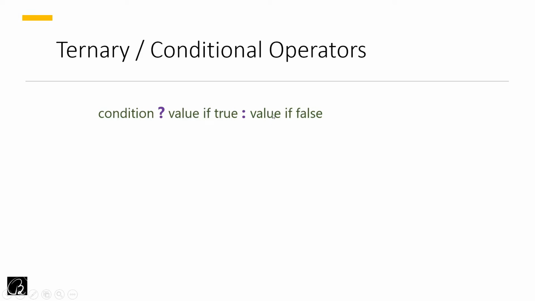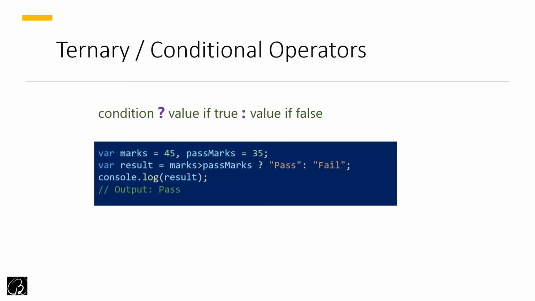So let me show you one example, then we'll see something in action. Let's say there are marks, 45. This is what you have got in the exam. The pass marks are 35. If you get more than 35, then I can say you have passed the examination. So here is the result we are storing. First we write the condition, that is marks greater than pass marks. It is true because your 45 is greater than 35, so we'll get the first statement, that is pass.